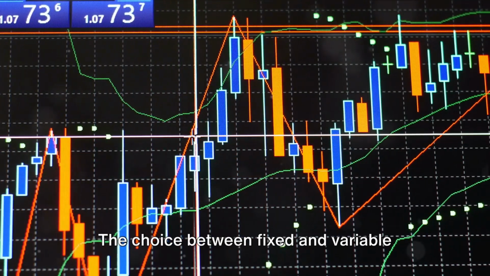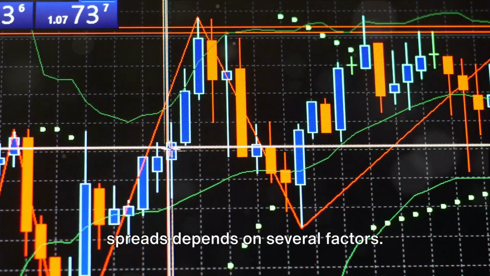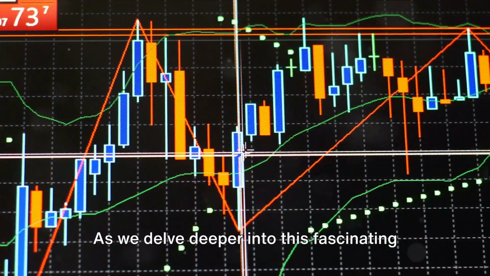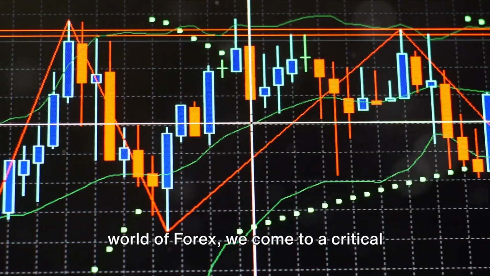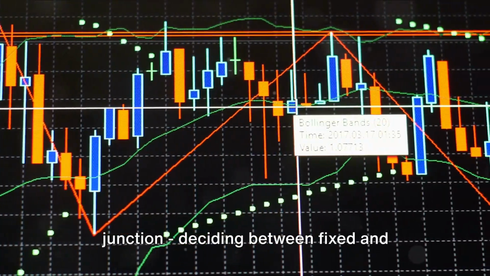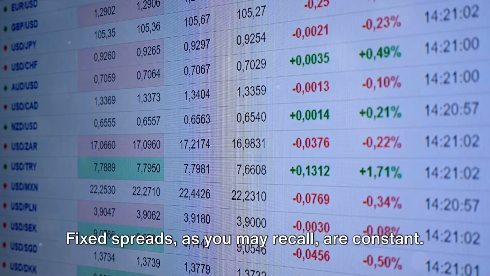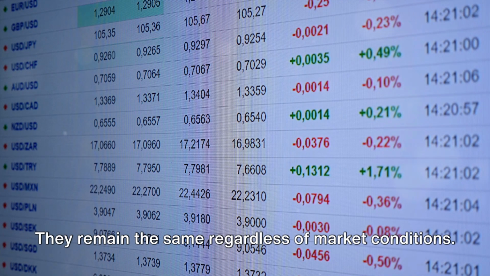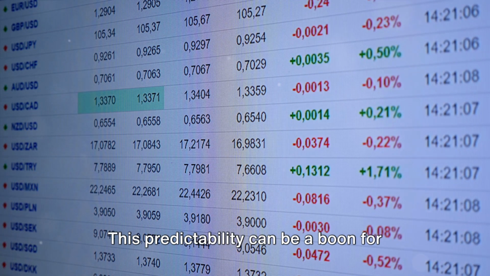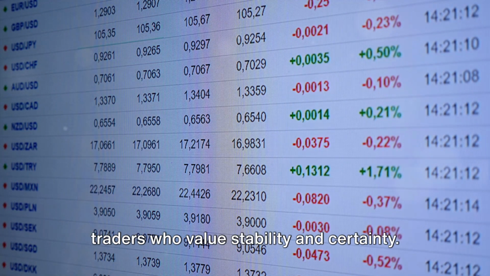The choice between fixed and variable spreads depends on several factors. As we delve deeper into this fascinating world of Forex, we come to a critical junction, deciding between fixed and variable spreads. Fixed spreads, as you may recall, are constant. They remain the same regardless of market conditions. This predictability can be a boon for traders who value stability and certainty.